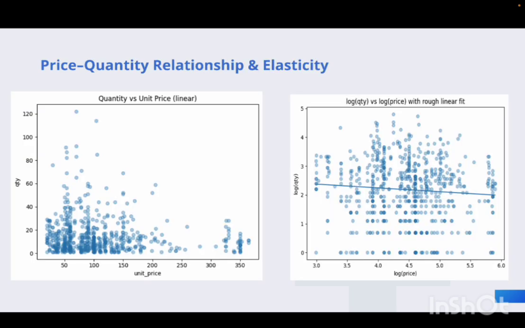Moving on to the next slide, price quantity relationship and elasticity. We plotted the quantity versus price. Most actions were where the price is between $50 and $150 and the quantity is under 20. A few bulk buys exist, likely promotions or special orders. On a log-to-log plot, a quick line fit gives a slope of 0.131. So when the price changes a bit, sales barely change.